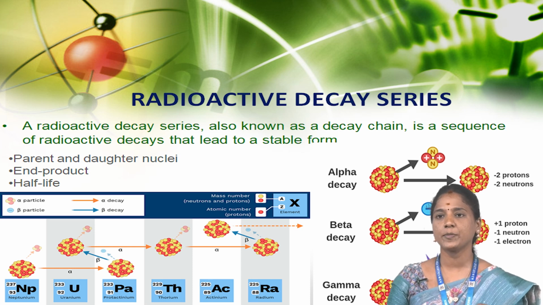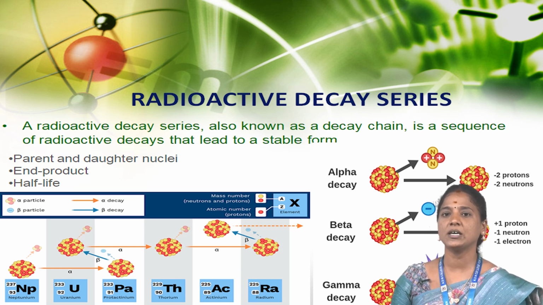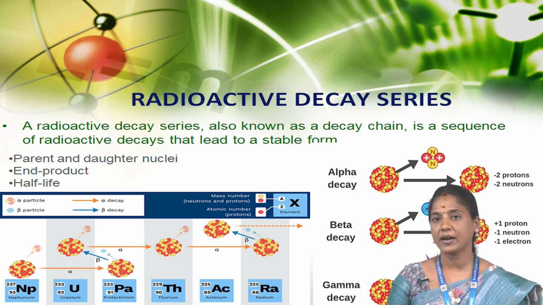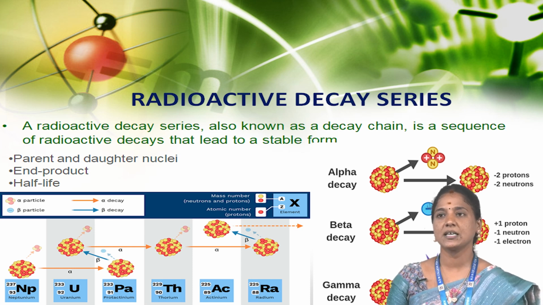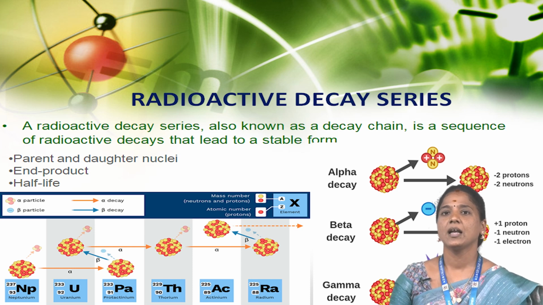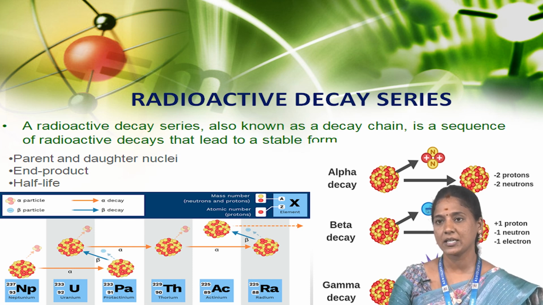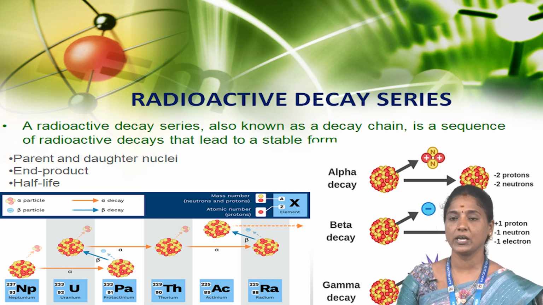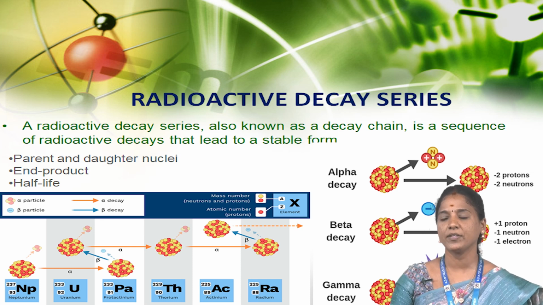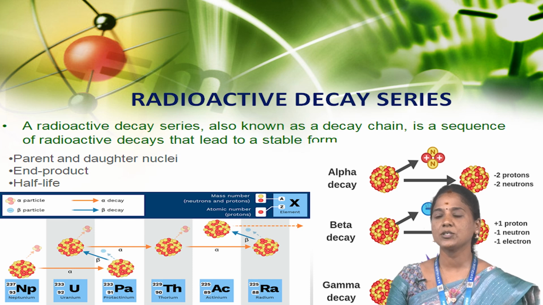Parent and daughter nuclei: each series is made up of a parent nucleus at the first number with a long half-life, and a series of daughter nuclei that leads to the stable end product. The end product of the uranium series, the actinide series, and the thorium series is a stable isotope of lead. The neptunium series ends with thallium-205. The half-life is the time it takes for half of the radioactive atoms to decay. Some radionuclides have half-lives of seconds, while others have half-lives of millions of years.